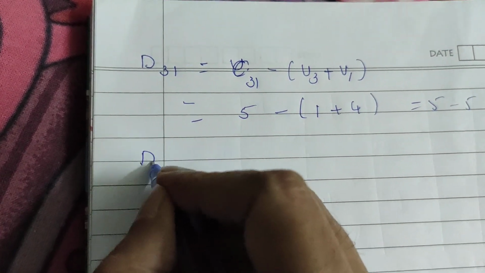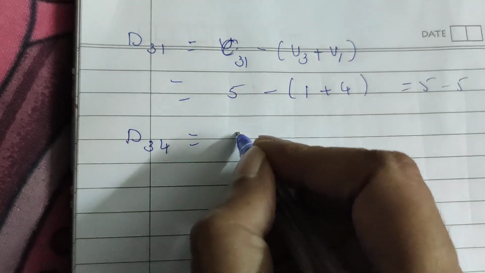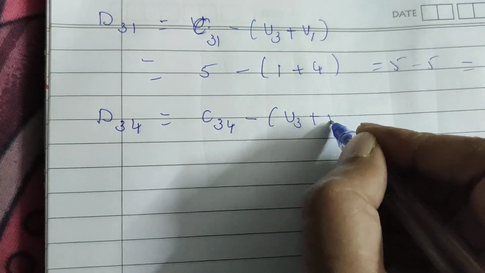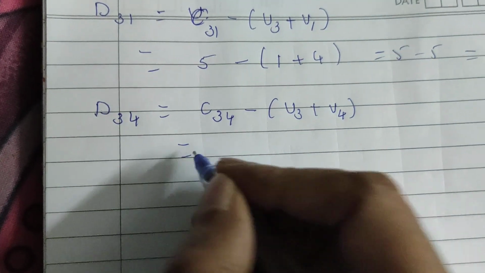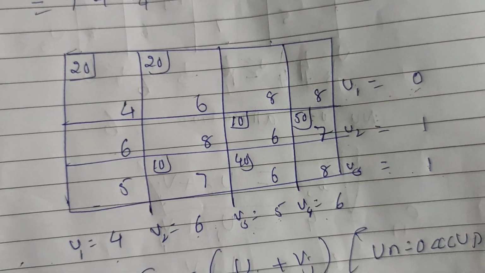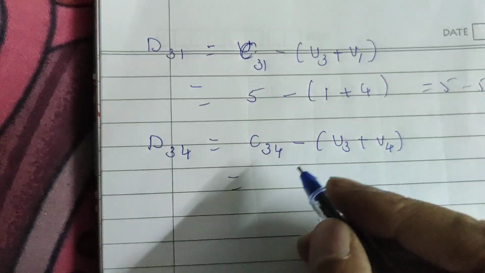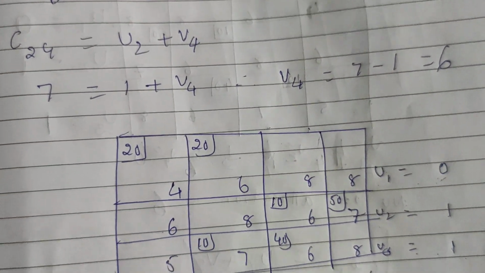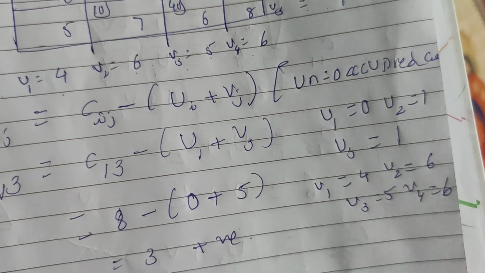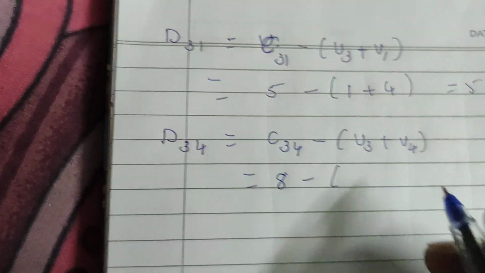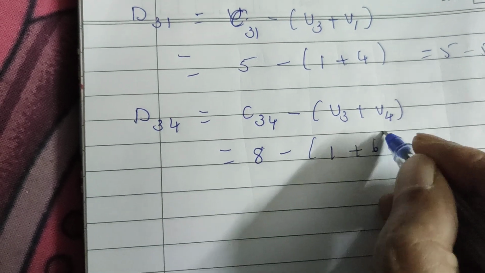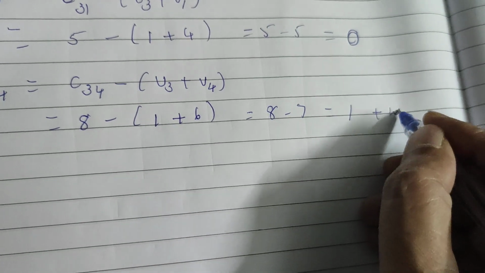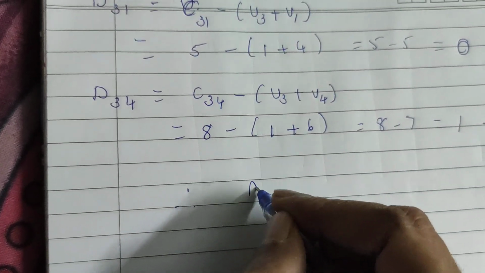Next D34. D34 means C34, the cost of 34, minus (U3 plus V4). The cost of C34 is 8. U3 value is equal to 1 and V4 value is equal to 6. So 1 plus 6 is 7, and 8 minus 7 is equal to 1. So it is positive.